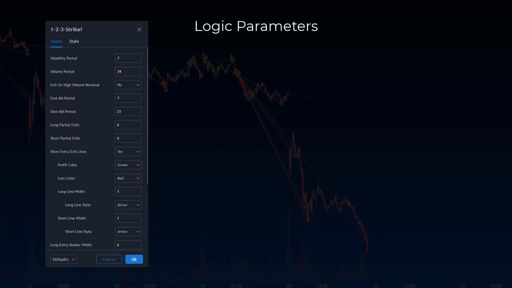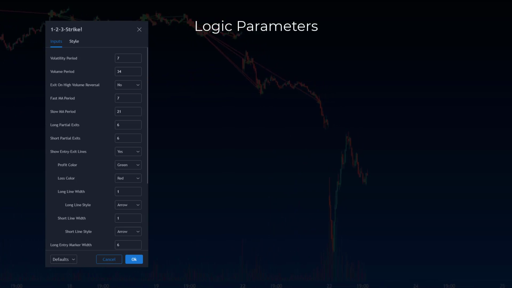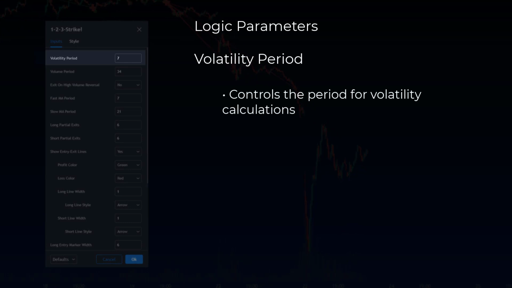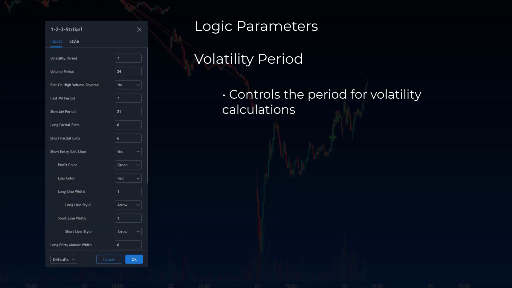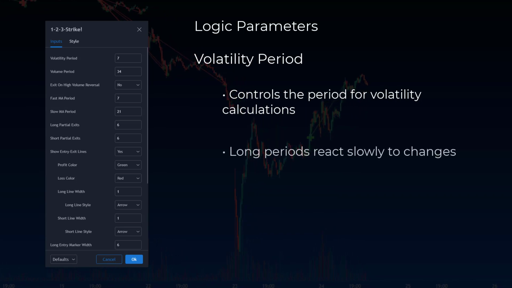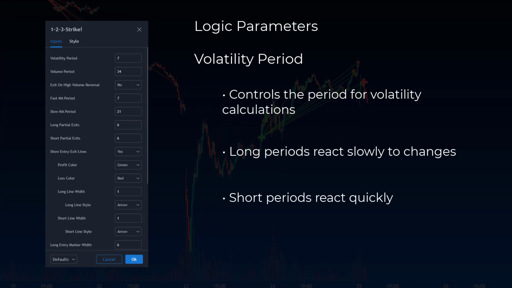The logic parameters allow you to control the indicator's approach to the three trading dimensions. The volatility period controls the relative volatility calculations used to determine the recent momentum and change in volatility. A longer period will react more slowly to changes, while a shorter one will react faster.